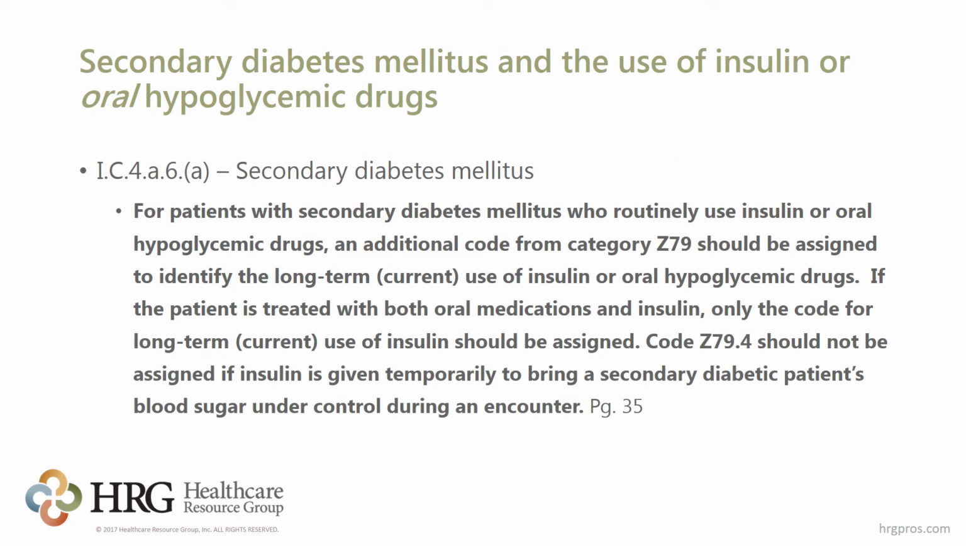This same guideline is also found under 1C4A6A, secondary diabetes, and it's the same rule if a patient with secondary diabetes is noted to be using both insulin and oral hypoglycemic drugs. We only pick up the code for insulin use.